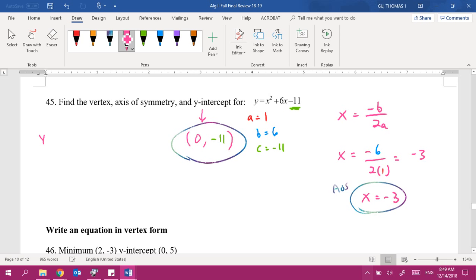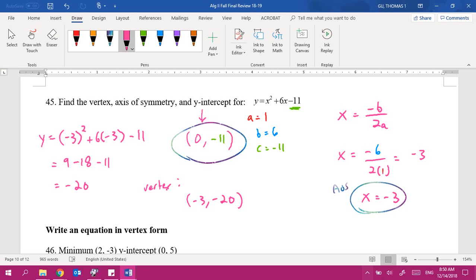So y equals x squared. X is negative 3, right? Because we're using that. Negative 3 squared plus 6 times negative 3 minus 11. Work this out, and that's going to give you the y value for the vertex. So that's going to be negative 3 squared is what? Positive 9, that's right. Plus minus 18. And then minus 11, and this comes out to be negative 20. So then what is your vertex then? That's right. The vertex is going to be negative 3, negative 20.